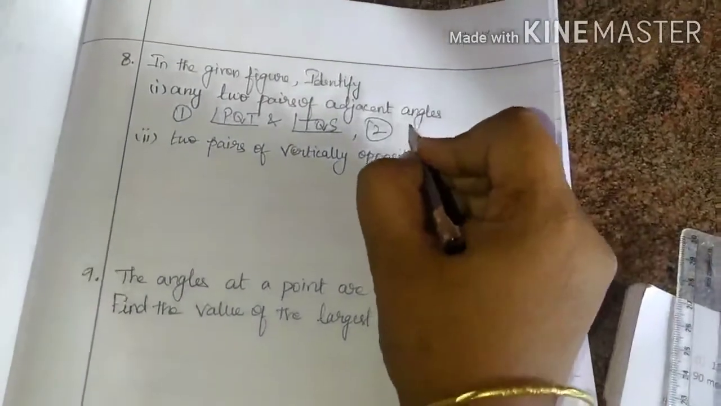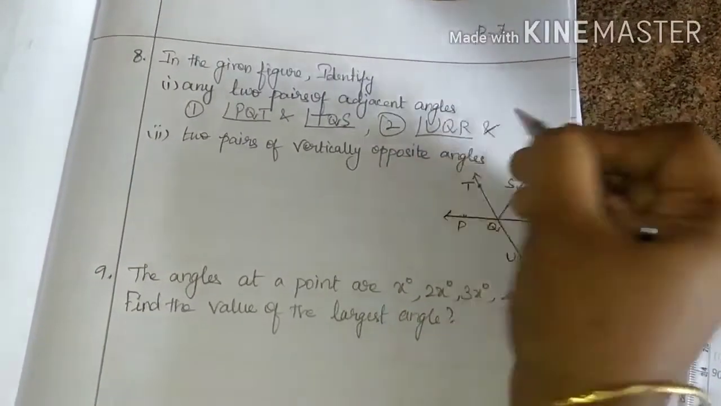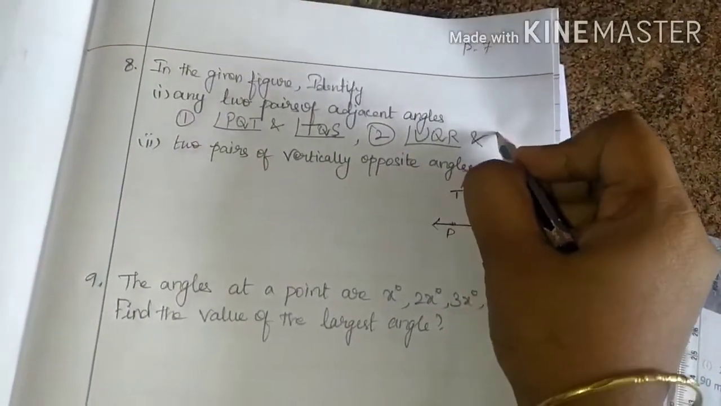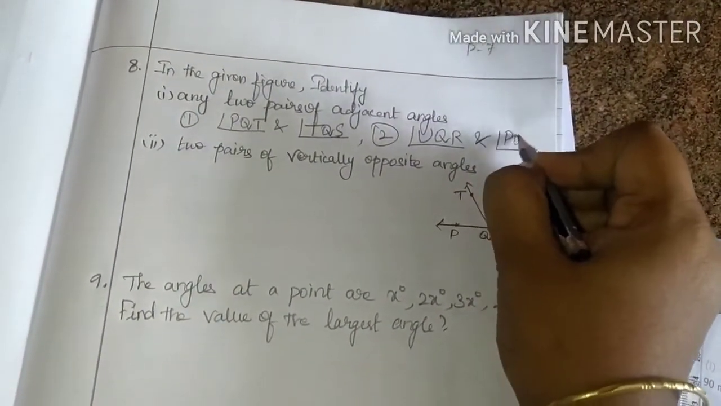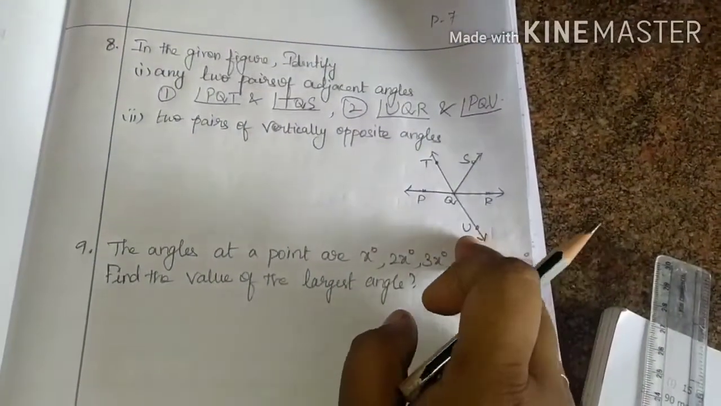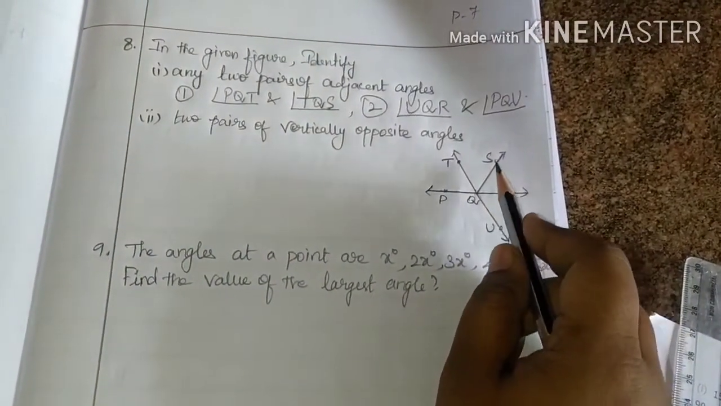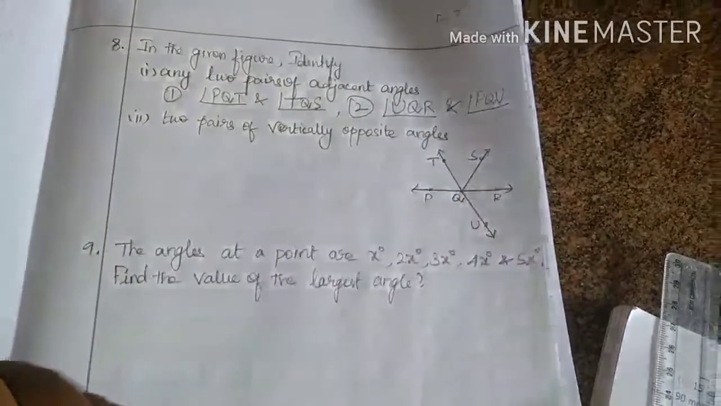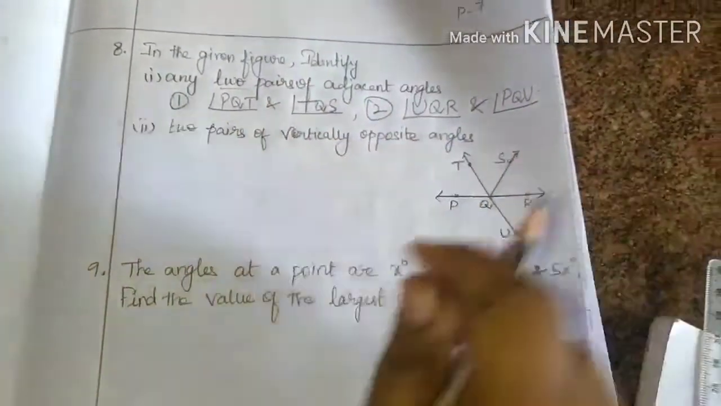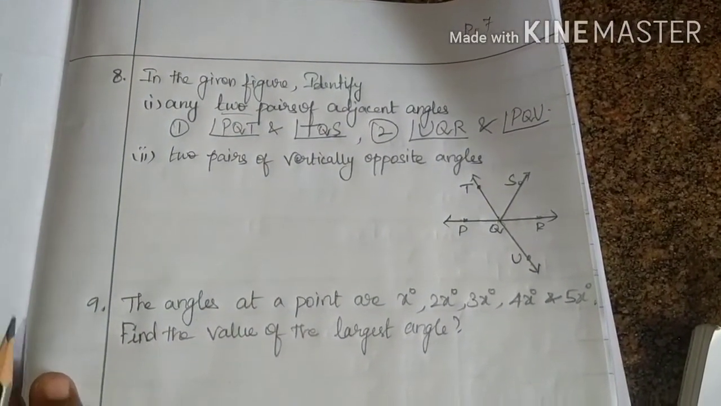And then the second pair, you can write anything here, adjacent pair, angle UQR and PQU. Like this you can write. Still we have more, this also you can write, RQS and TQS. That is also a pair of adjacent angles, but they asked for only 2, so I just wrote 2 pairs of adjacent angles.